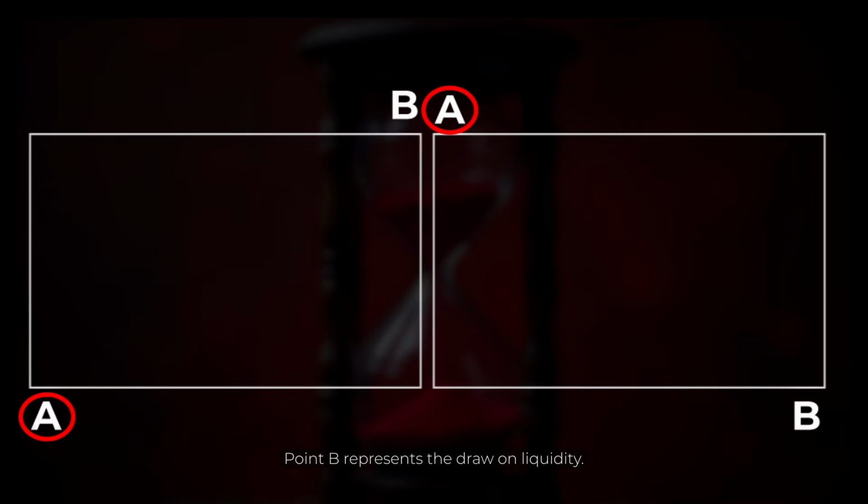Point B represents the draw on liquidity. That's the terminus. That's the end of our anticipated program, whether it be a buy or sell program. And that is where we begin, with determining point B, the draw on liquidity, and then we look at where the point of interest is.